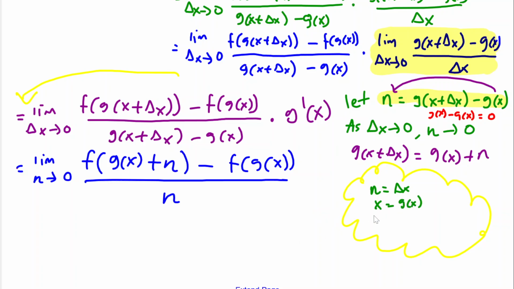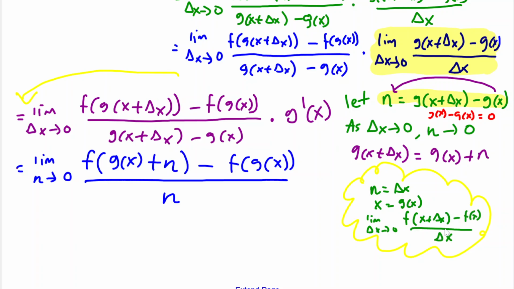So if we do that, then we'll have the limit as, and I'm going to plug these in, I'm going to substitute n in for delta x here. I'm going to sub in x in for g of x here. So we get the limit as delta x approaches 0 of f of x plus delta x minus f of x over delta x.